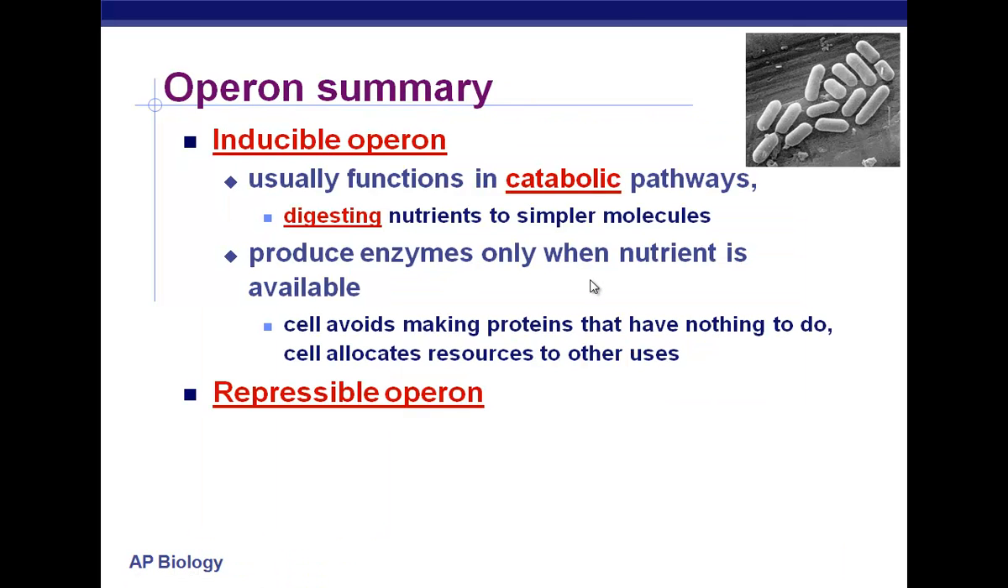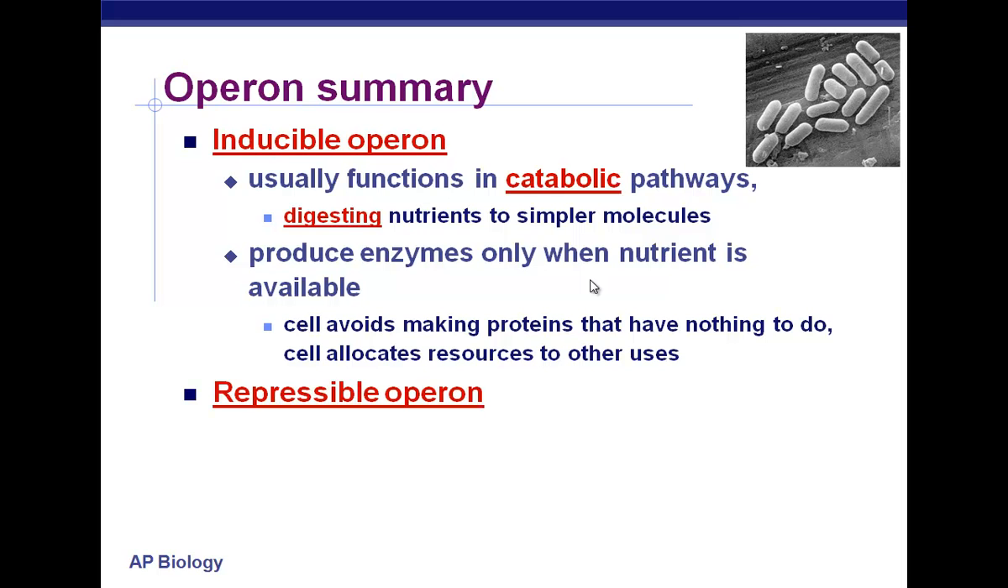So in summary, our inducible operons are typically functioning in a catabolic pathway. Catabolic pathways are where you break things down, basically digestion, taking more complex polysaccharides and breaking them down into monosaccharides, and therefore it allows you to produce enzymes only when that nutrient is available. There's no reason to have enzymes to break a product down if there's no product to break down. So once that nutrient is available, then those enzymes would be produced. And so that avoids making proteins that are just sitting around, wasting resources that could be used for other things.